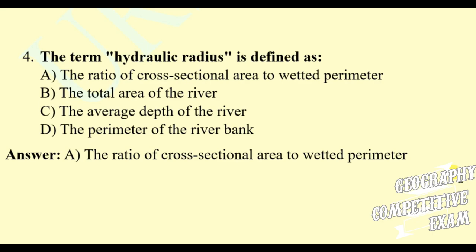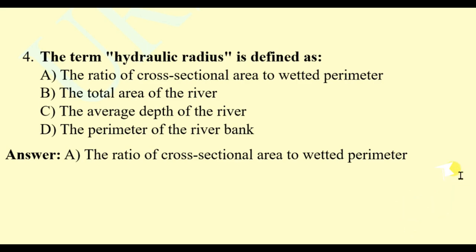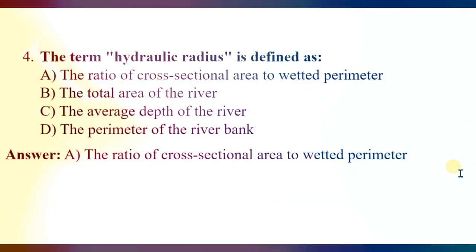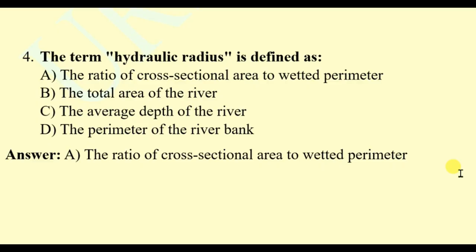Question 4. The term hydraulic radius is defined as the ratio of cross-sectional area to wetted perimeter, the total area of the river, the average depth of the river, the perimeter of the river bank. Here the right answer will be the ratio of the cross-sectional area to wetted perimeter. One thing I can say, average depth of the river is equal to the ratio of cross-sectional area to wetted perimeter. These two options will be correct.